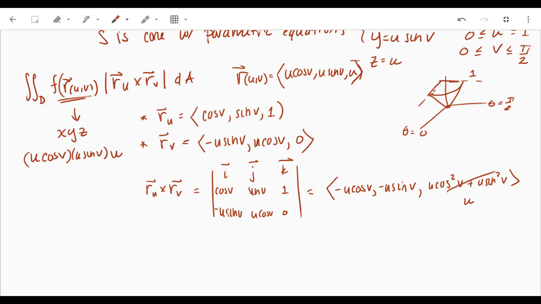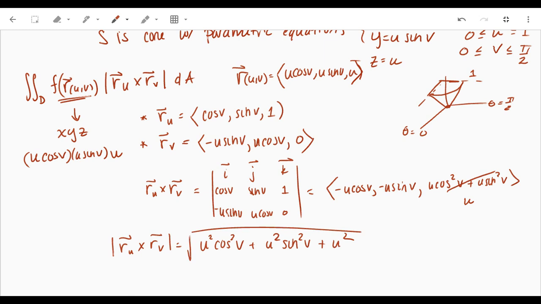Then the magnitude of that is going to be, we square everything, so u squared cosine squared v plus u squared sine squared v plus u squared, square root. Again, this will be u squared, so the square root of 2u squared. So u square root of 2.